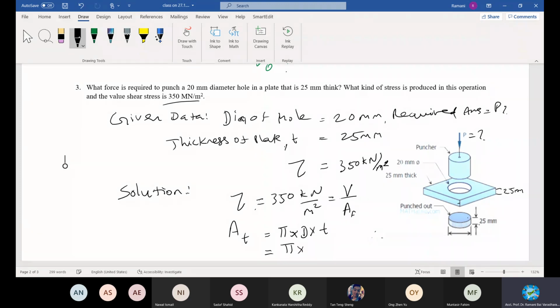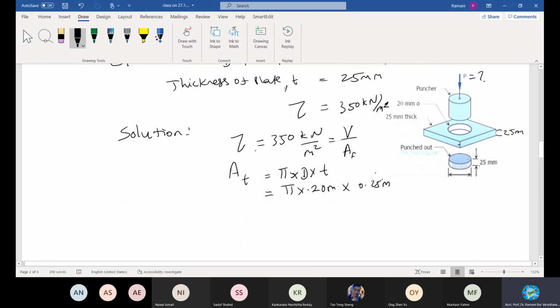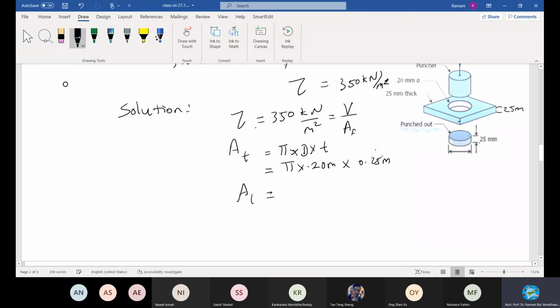So it will be pi times the diameter of the hole that you are making, 20 mm. Let it be 0.2 meter times thickness 0.25 meter. Can you give me the answer? Are you following? Okay, what is the answer? Only the circumferential area in contact with the material is removed. So the force is acting around this area per meter square. Come on, how much is this? 1.57 times 10 to the power of -3 meter square. Now we can conveniently find the load.